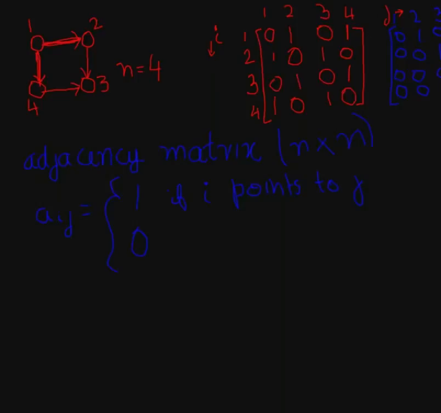And this matrix is not symmetric. And the reason is over here. If i points to j, there's a 1, otherwise a 0.